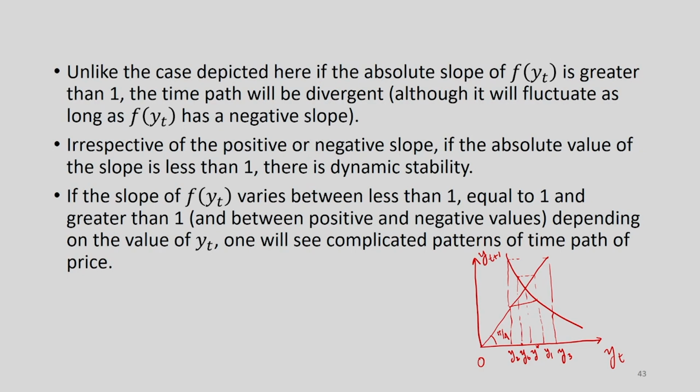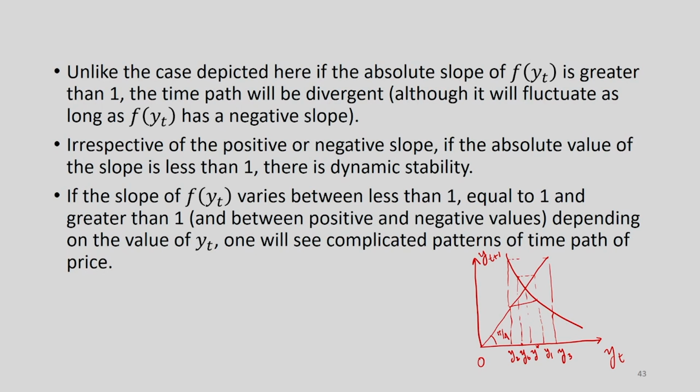Irrespective of positive or negative slope, if the absolute value of the slope is less than 1, there is dynamic stability. So, this is the conclusion. If we want to have dynamic stability, then the absolute value of the slope of f of yt has to be less than 1. If it is positively sloped, you are going to have monotonic convergence. If there is a negative slope, then there can be dynamic stability, but it will be a kind of fluctuation of price.